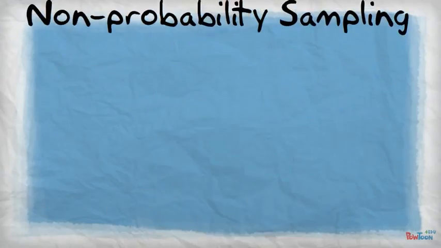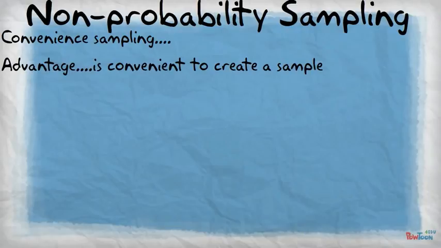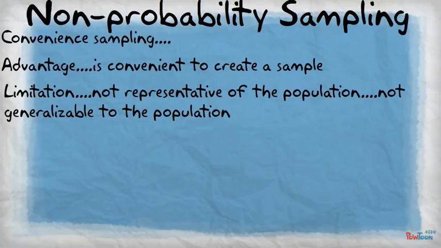Okay, finally, non-probability sampling. This is convenient sampling, which is what we talked about earlier in the semester. The advantage of a convenient sample is that it's convenient. We just sample people who are around us that are very convenient to include into a sample. But it's limited because it's obviously not representative of the population of interest. Therefore, the statistics from a convenient sample cannot be generalized. They're not generalizable to the entire population.